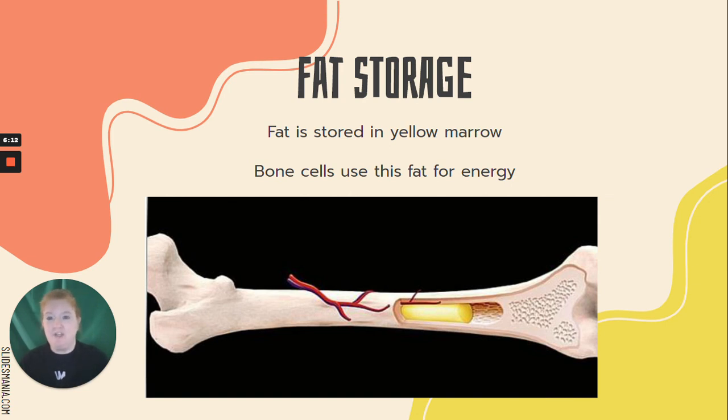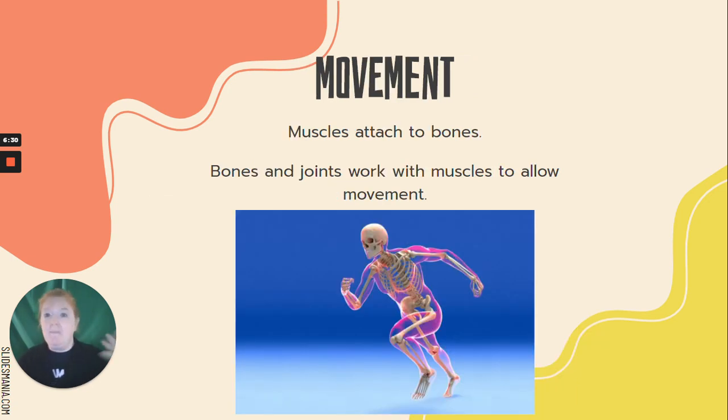Fat storage. Fat is stored in our yellow marrow. Bone cells use this fat for energy. That's super important. Remember, weirdly, if you think about it, but bone is living tissue. Bones grow, bones repair, and they need energy too. Movement. Our muscles attach to our bones. So the bones and joints are going to work with muscles to allow movement.